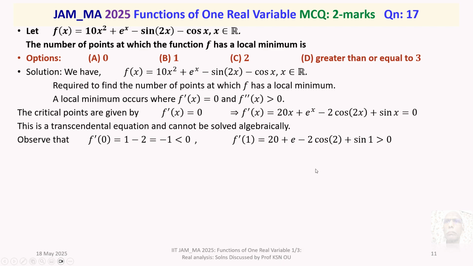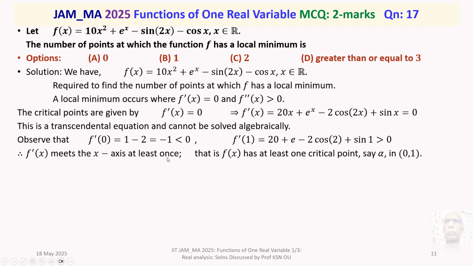Therefore, by intermediate value property, f prime x meets the x-axis at least once. That much only I can say. That is, f x has at least one critical point, let us say alpha, in the open interval 0 to 1. So we have come up to at least one critical point.